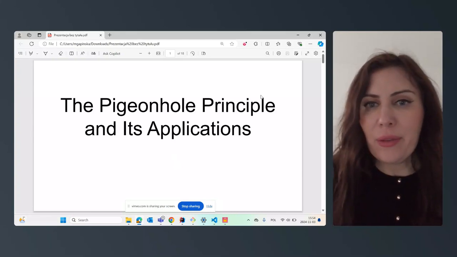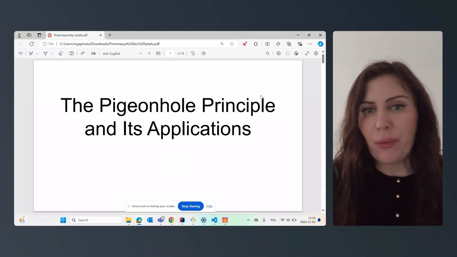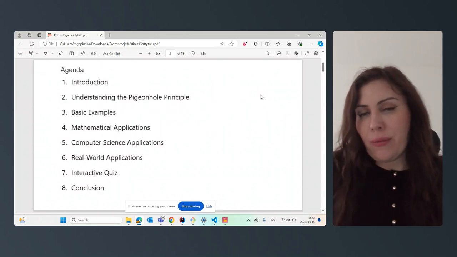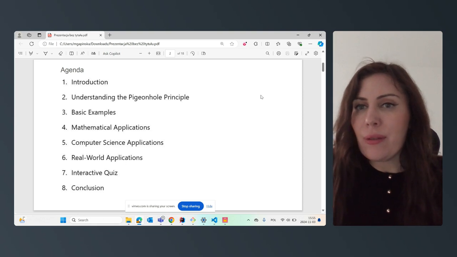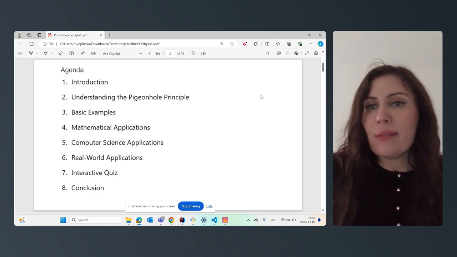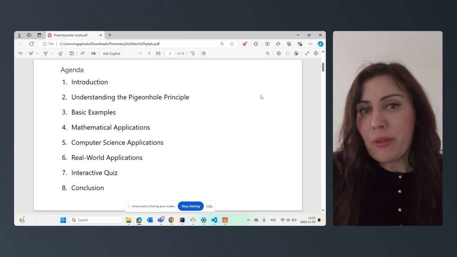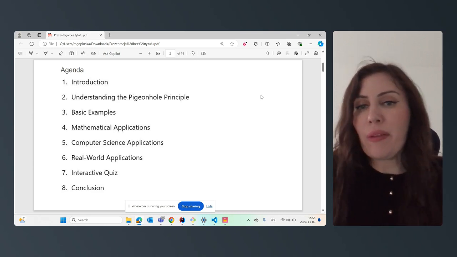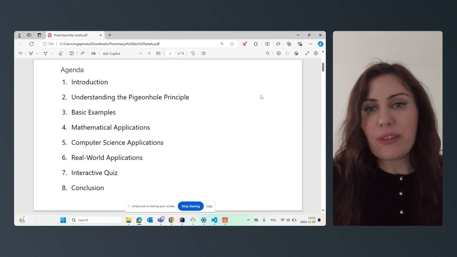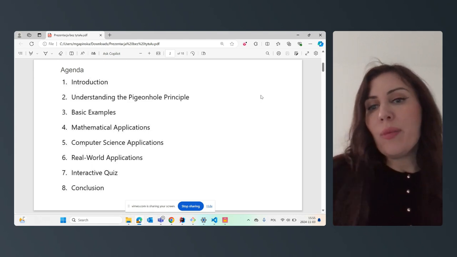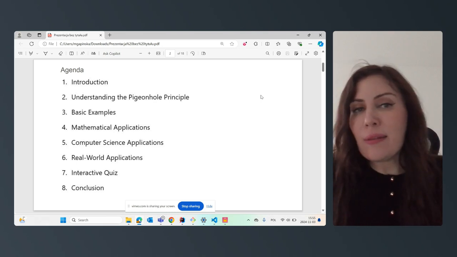Hello, I would like to present the Pigeonhole Principle and its applications. This is the agenda of my speech. First, short introduction, then understanding the Pigeonhole Principle, some basic examples, mathematical applications, computer science applications, real-world applications, interactive quiz, and conclusion.